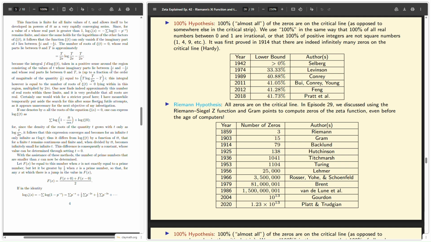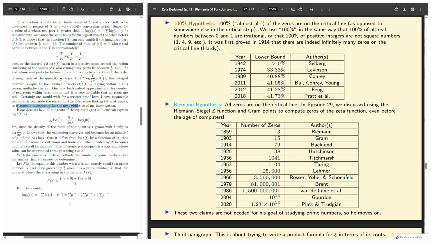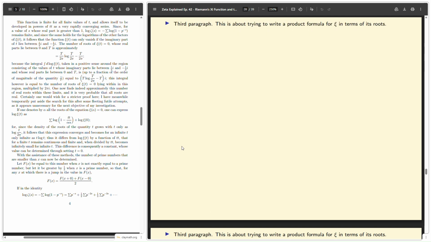We'll continue here, and I have one note at the very bottom. Riemann then says that these two claims are not needed for his goal of studying prime numbers, so he moves on. He says, "It appears unnecessary for the next objective of my investigation." Remember, he's eventually going to get to prime numbers, but there's still one paragraph left before he gets there. So that's the last paragraph we're going to cover today, the third paragraph.